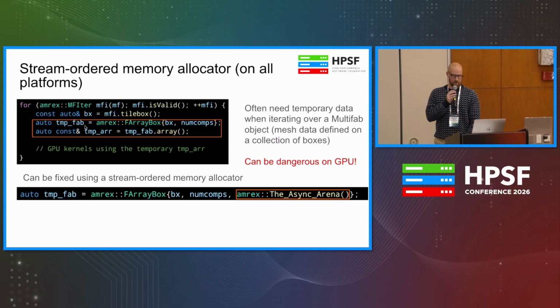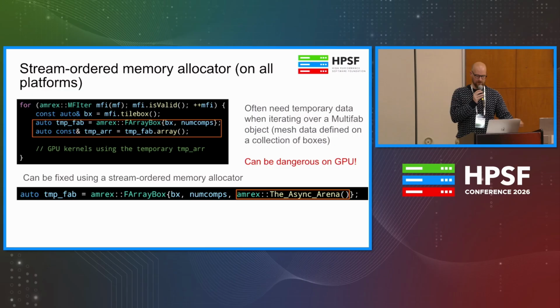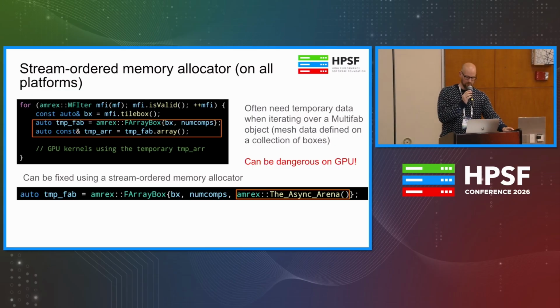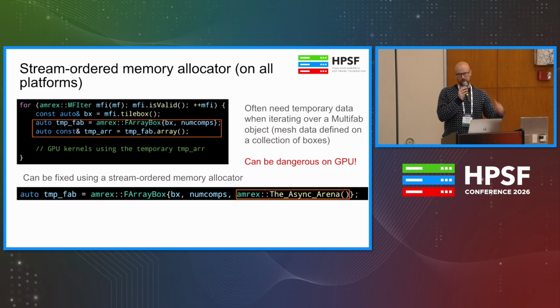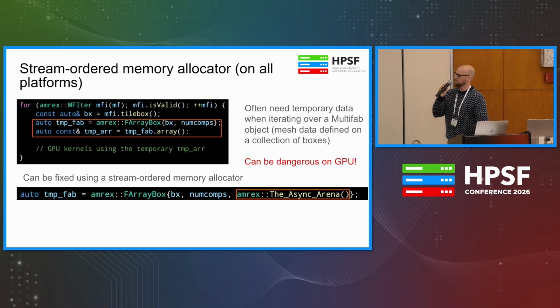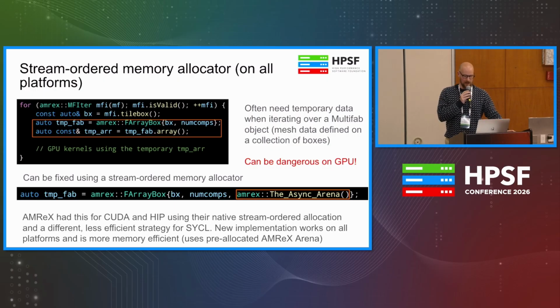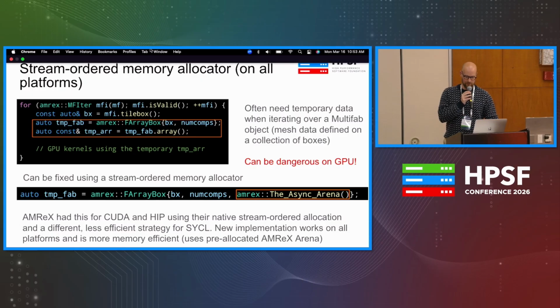And we've had a number of different solutions to this over the years. But the current one, and the one we like the best, is this stream-ordered memory allocator. Essentially, there's a free async function that doesn't actually free the memory until the next time a stream synchronize is called. And if too much memory gets used, it will synchronize for you. So in the past, we were using CUDA and HIP's native stream-ordered allocation, and then a different, less efficient strategy for SYCL, but the new implementation works on all of them, and is also more memory efficient because it uses AMReX's pre-allocated arena.